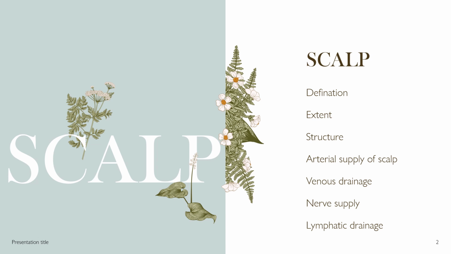So the first topic, scalp, has to be discussed under these headings. The first is definition, second is extent, third is structure, fourth is the arterial supply of scalp, then comes the venous drainage, and then the nerve supply and lymphatic drainage. After lymphatic drainage, I will also explain the clinical applied anatomy, so that we complete everything that is given in this topic.